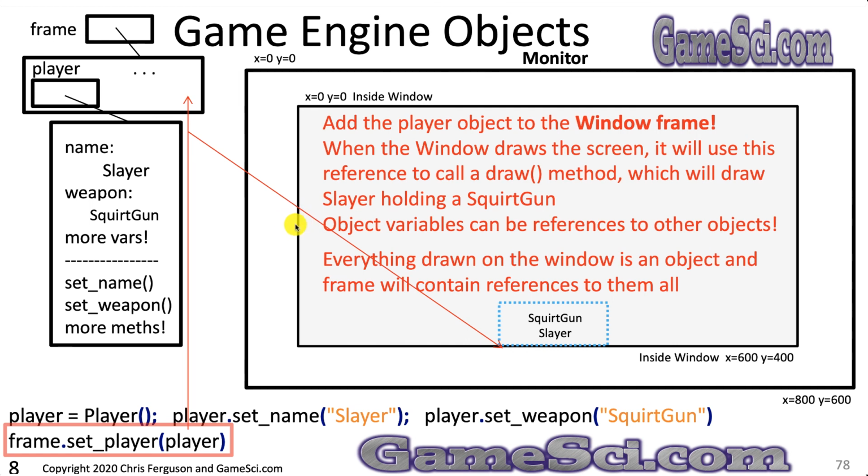Object variables can be references to other objects. Everything drawn on the window is an object, and the frame will contain a reference to them all. The frame says, hey, draw this window at this size, at this XY coordinate. Then the frame says, you know what? I have a player character in my variables. Go ahead and draw the player character on the window for me.